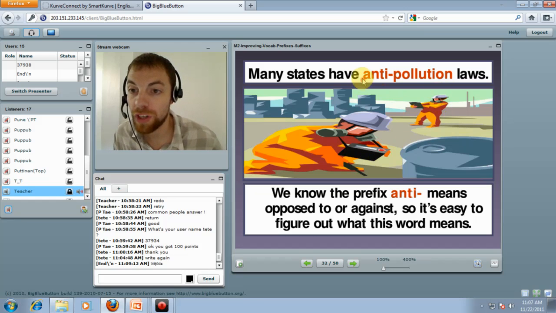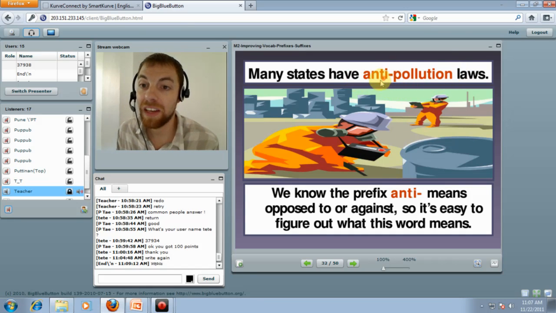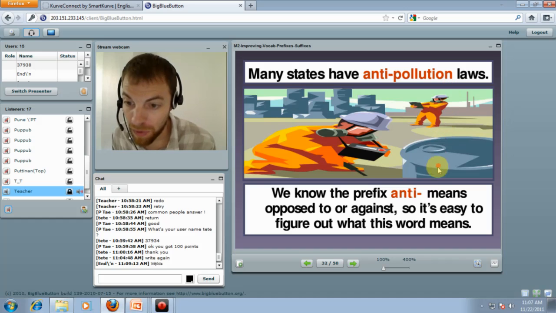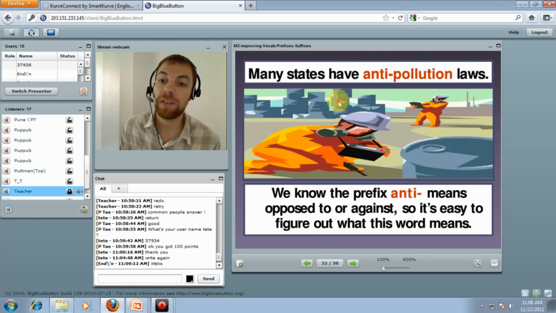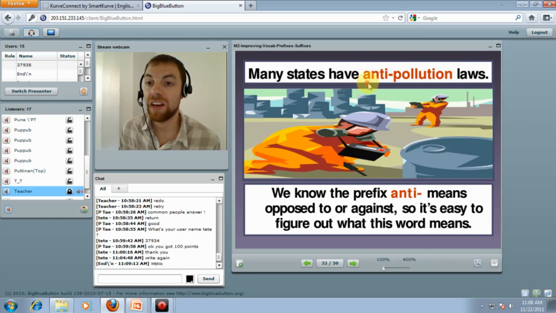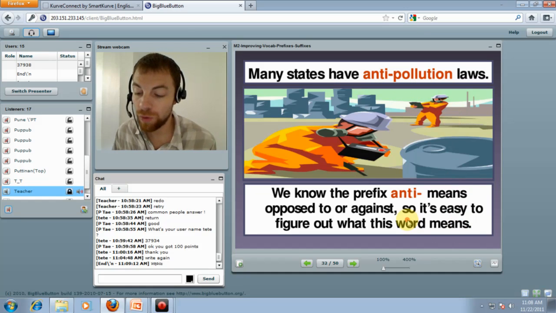That is all pollution. So anti-pollution. Anti means opposed to or against. So many states have laws to stop pollution. They are against pollution, to fight pollution. Anti. Alright, so anti means opposed or against.